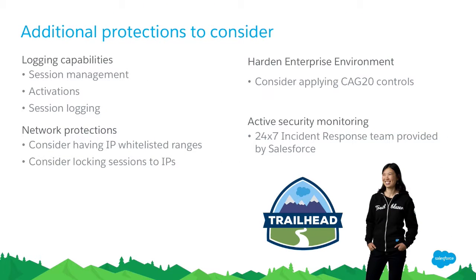Okay, some additional protections just while we're here. You've got logging capabilities. Please investigate those. There's all kinds of information. We've also got a lot more information at the developer booth and the admin cafe, sorry, to ask about. Consider applying IP whitelisted ranges and locking sessions to IPs if possible in your organization. CAG20 controls is also a good read-up. That just tells you how to harden your enterprise environment, your systems that you're using.